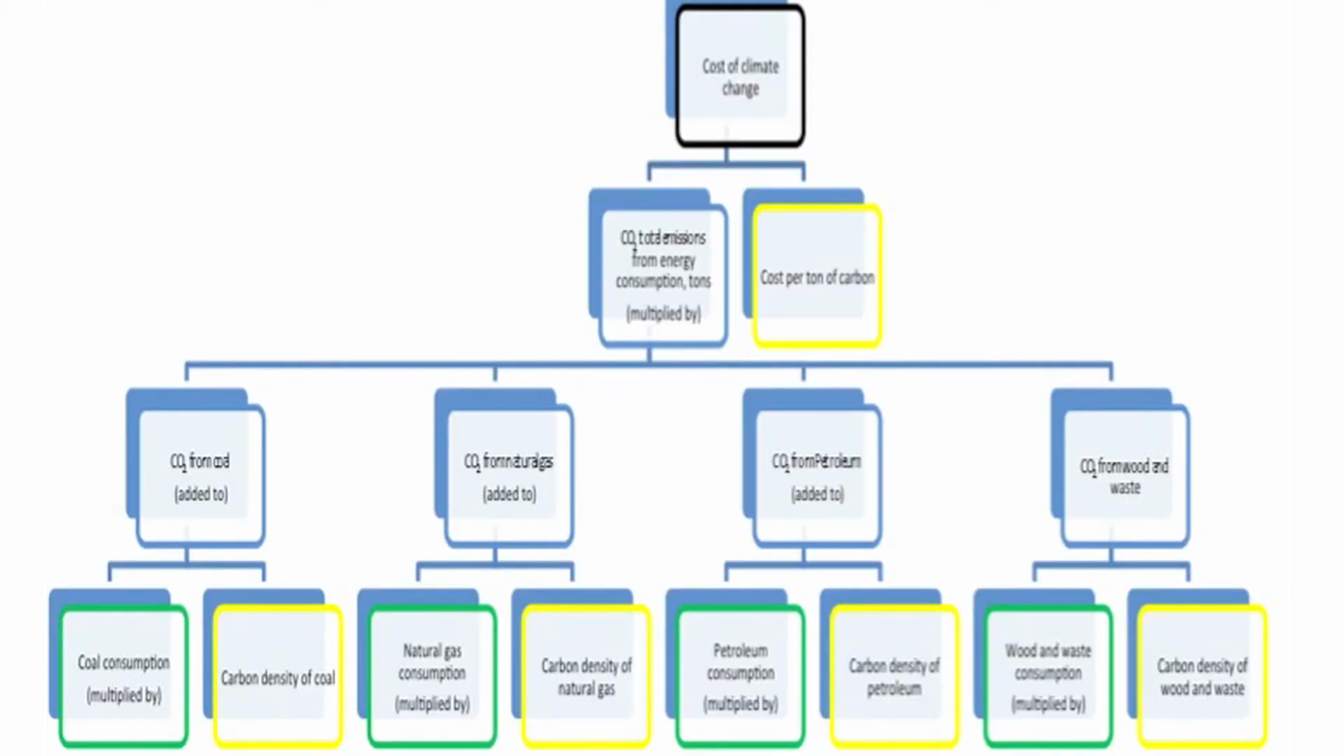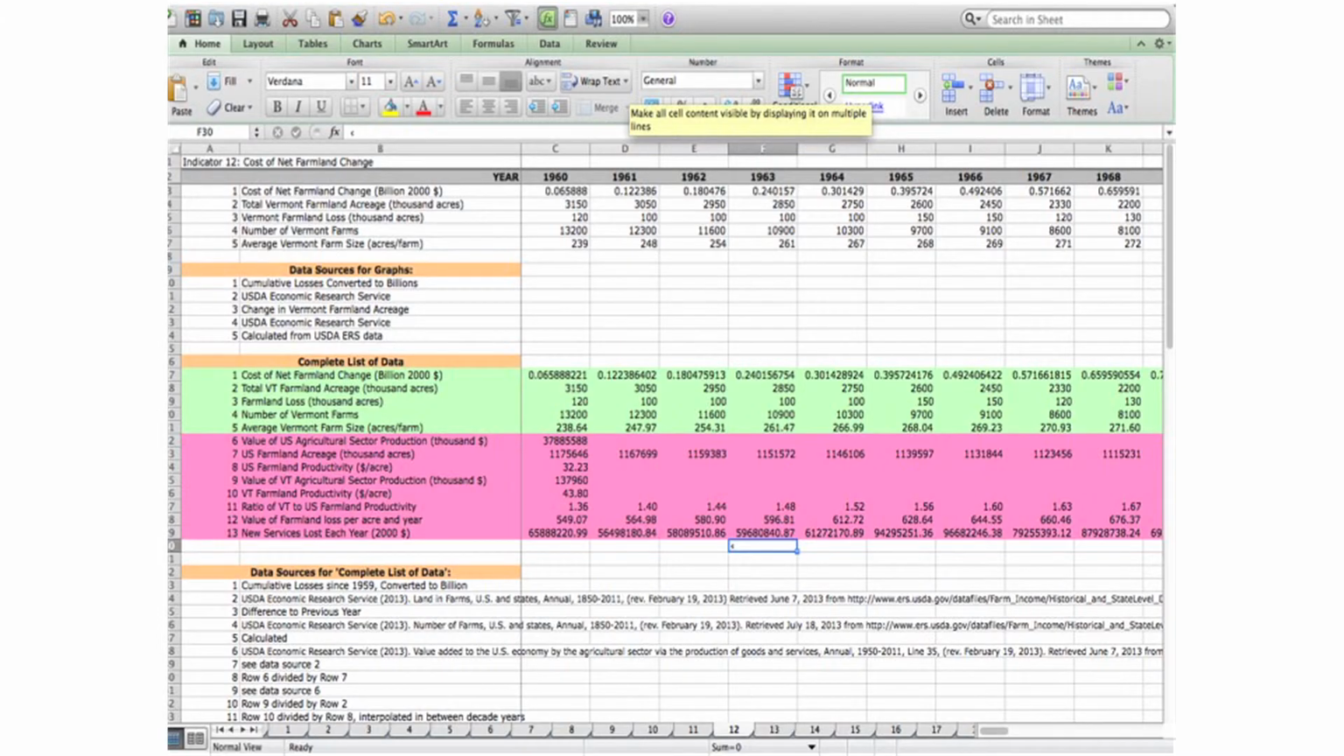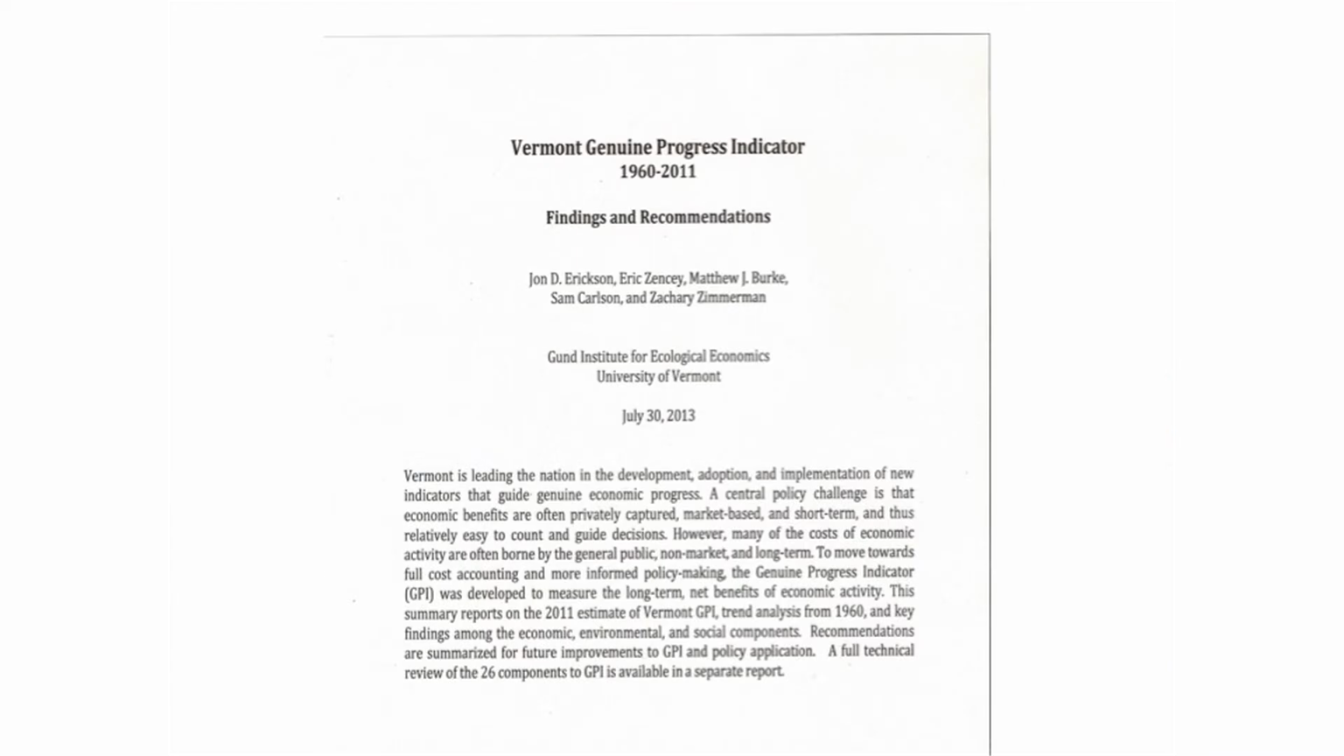This one is relatively simple. In order to get the cost of climate change, we add up the cost per ton of carbon that comes from the 4 different kinds of carbon fuels that could be used. We have a spreadsheet. It's got 26 or 27 pages, each one of which tracks the indicator from 1960 up to 2011. We issued a kind of executive summary with John as the lead author that came out last July.